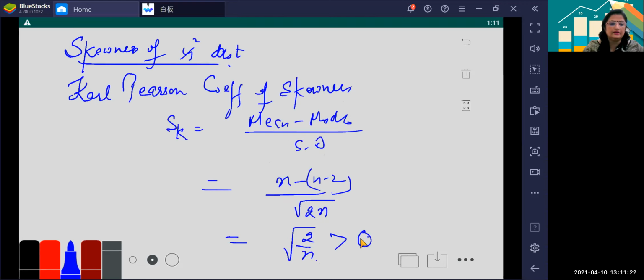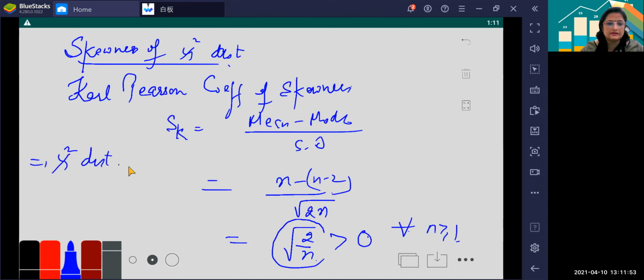So this total quantity is greater than 0. So what is skewness? Skewness क्या बताता है? Skewness ये बताता है कि deviations किस तरफ है. So it means the chi-square distribution is a positively skewed distribution.